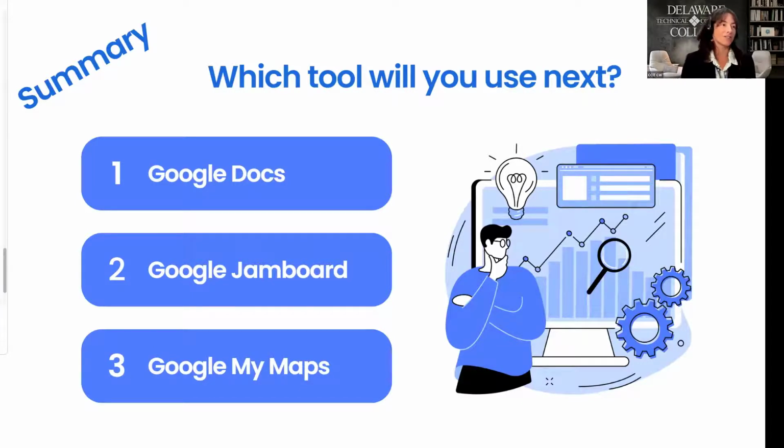Oh, we've gotten all of them. My Maps. Oh, Jennifer likes Google My Maps. Yep, 3. Excellent. We've got a Jamboard, Maps, a Jamboard. Yay. Oh, that's fabulous. We've got a Docs or a Jamboard. Excellent. I'm glad that you were able to find some inspiration.